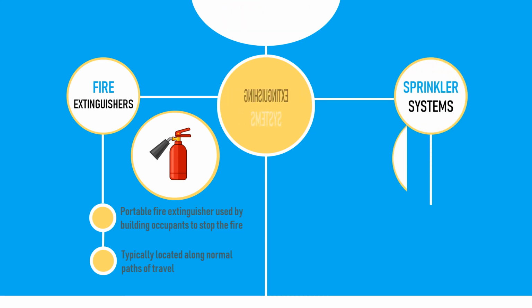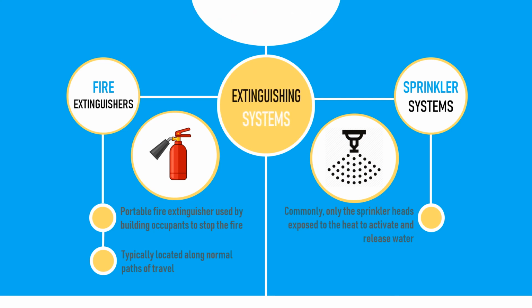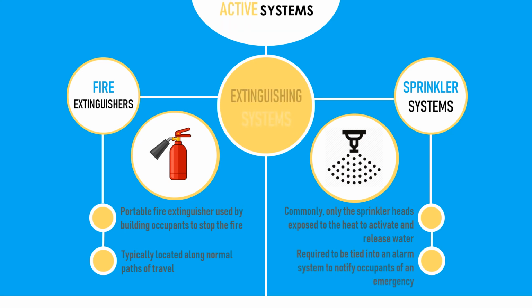The second extinguishing system is the sprinkler system. Sprinkler systems are automatic devices that are very sensitive to heat. Commonly, only the sprinkler heads exposed to the heat activate and release the water. It is also required to be tied into an alarm system to notify occupants of an emergency.